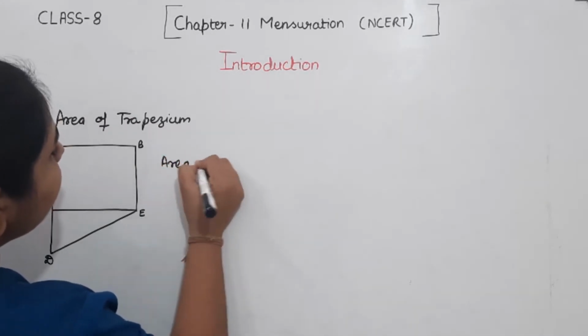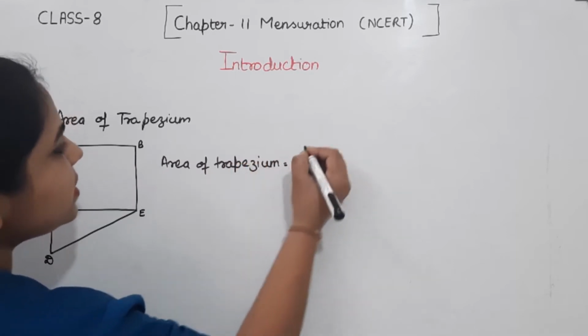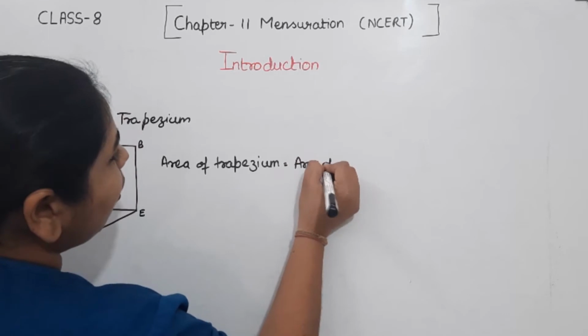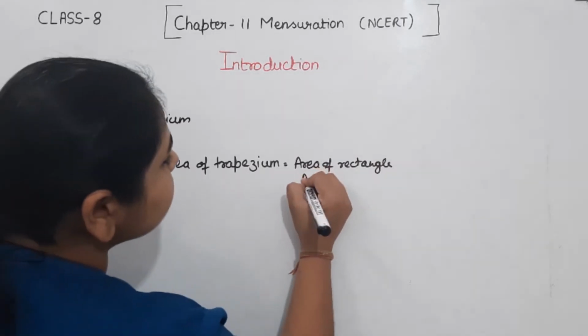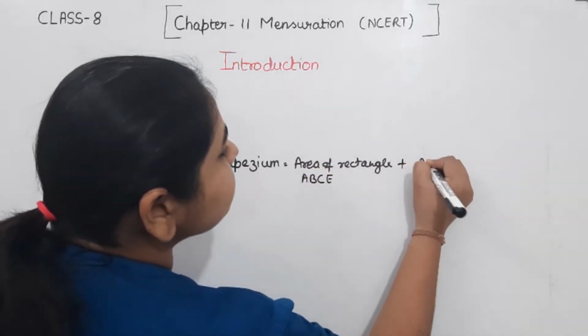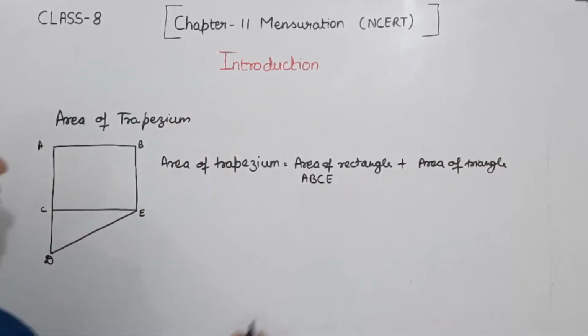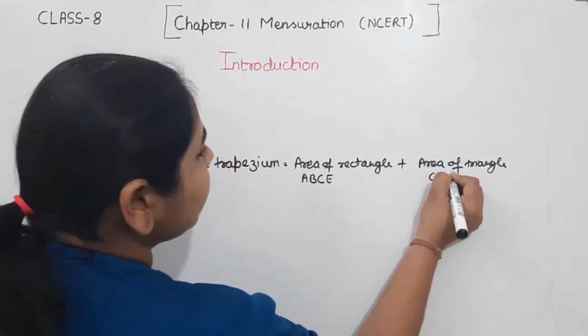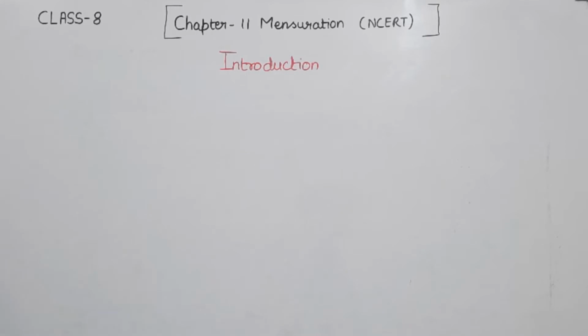So I'm going to write here area of trapezium. This one is equal to the area of rectangle, that one we are having ABCE, plus area of triangle, this one we are having CDE. When we add both of them, then we are going to get the area of the trapezium. So this one we are having the area of the trapezium. So the next topic we are having area of general quadrilateral.